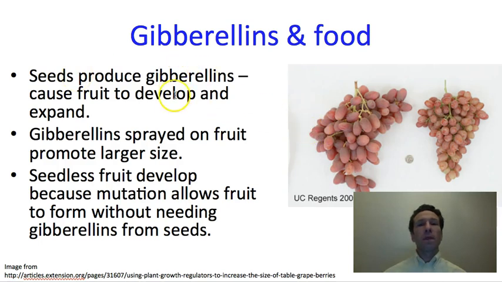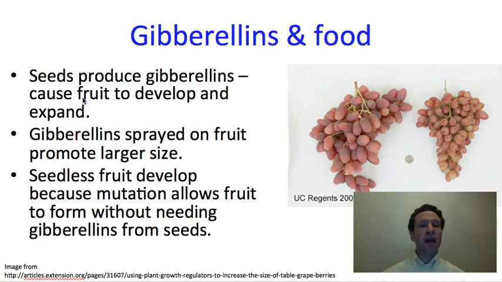So, under natural conditions, seeds produce gibberellins, and some of those gibberellins leak out from the seed into the fruit that surrounds the seed. Those gibberellins then are a cue to the fruit that it should continue to expand. This is good because from the plant's perspective, if there are seeds present, it wants to make a fruit, so those seeds will be dispersed.